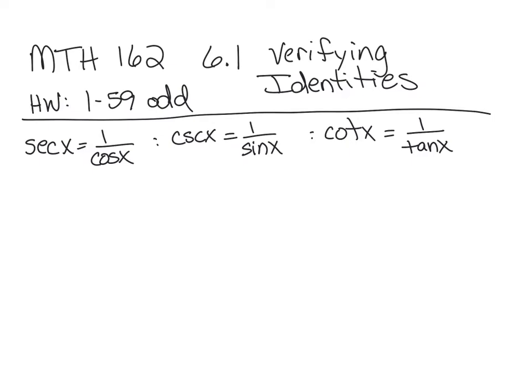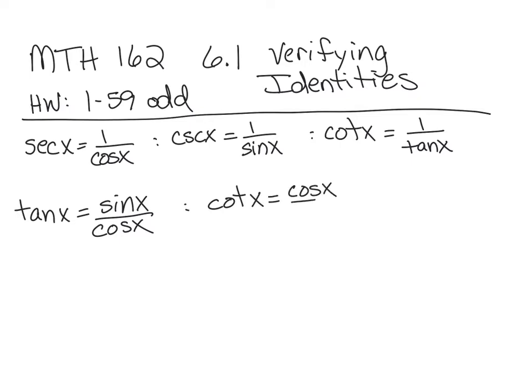That one's not quite as useful. The ratio form of the tangent and the cotangent in terms of sine and cosine are what is most important. Cotangent has cosine on the top. All of these are super, super important, okay?